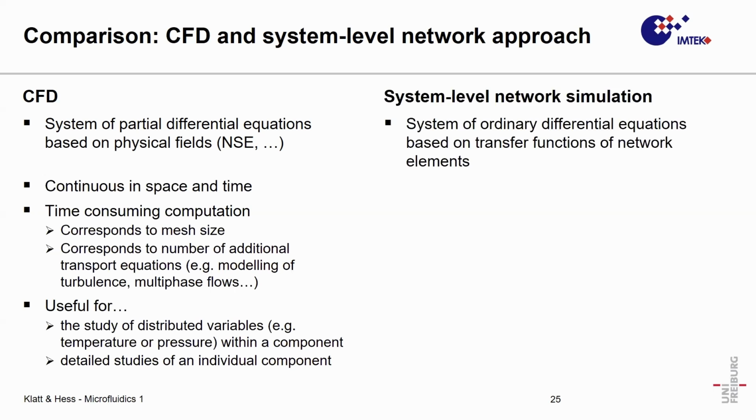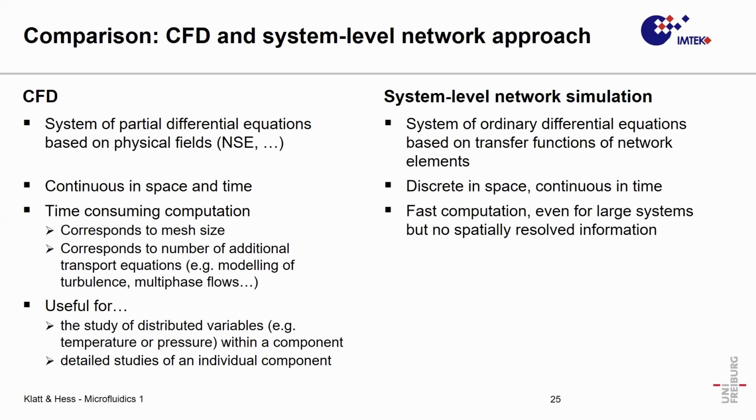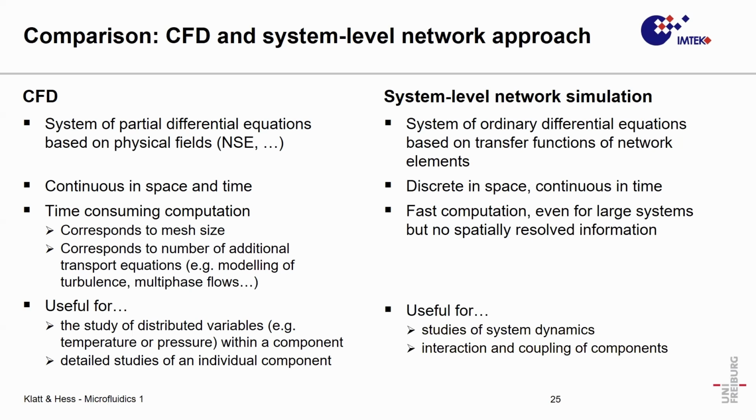On the other hand, there are the system-level network simulation approaches. And here we solve a system of ordinary differential equations, which are based on transfer functions of the network elements. Those results are discrete in space because we only solve our ordinary differential equations at the nodes, but the results are continuous in time. And this leads to the fact that those computations are quite fast, even for large systems. And those system-level network simulations are usually done if you want to study system dynamics, or if you want to study the interaction and coupling of components.